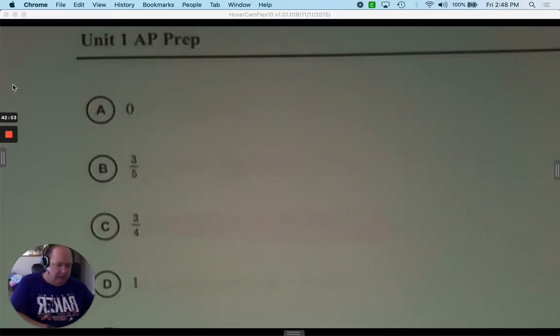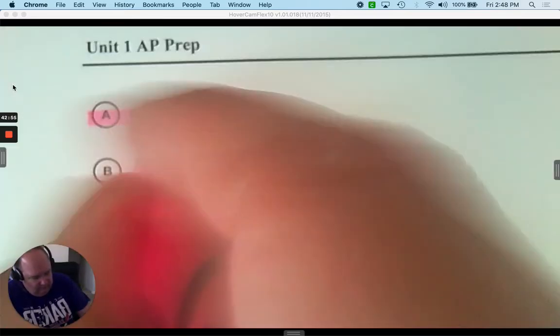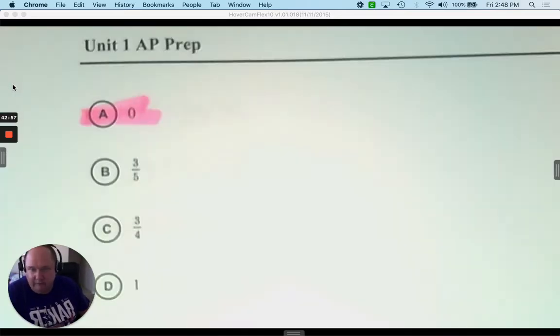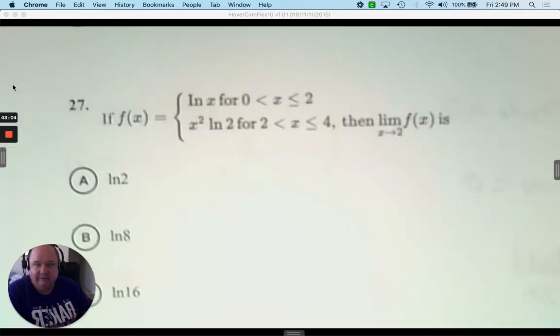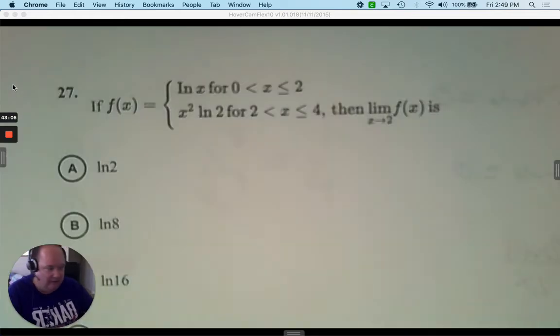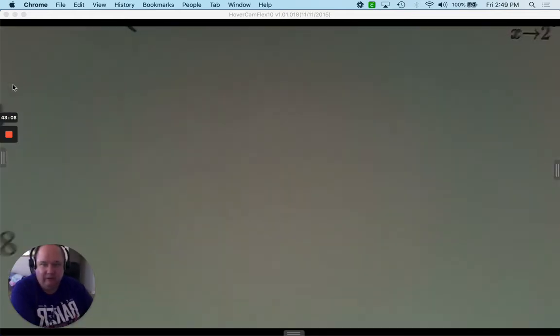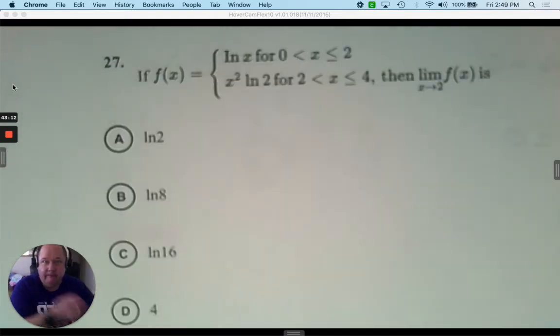27. Stop blinking. So you can use L'Hopital's rule, but that one's not L'Hopital. It wasn't indeterminate. It was 0 divided by a number. Okay. Number 27. Sometimes I've got to figure it out two different ways just to make sure everything's okay.